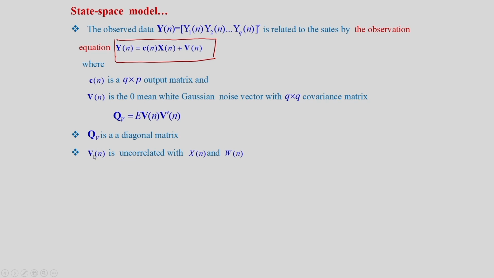Further, it is assumed that vn is uncorrelated with both xn and wn. So, vn is uncorrelated with xn, that is the state, and with wn, that is the state noise or process noise.